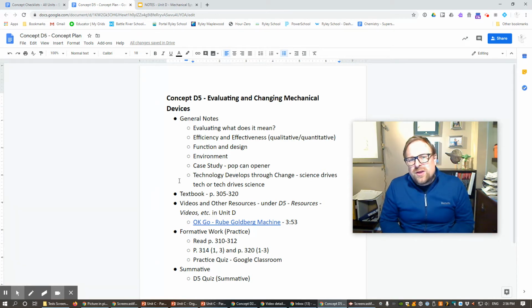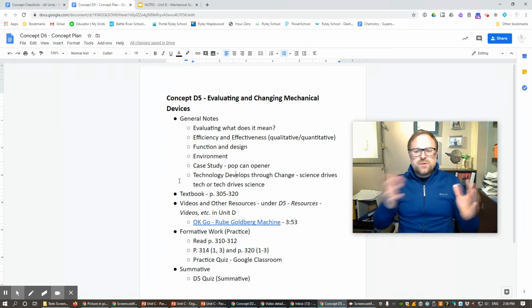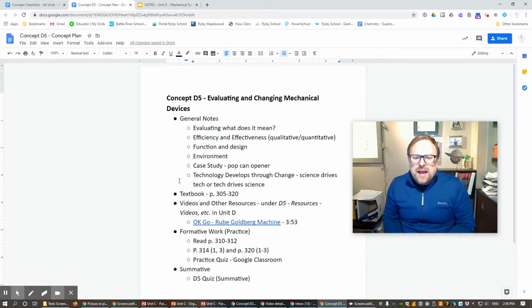Then we'll take a quick look at a case study related to one kind of machine and how it's evolved as time has gone by, how we've changed it to meet function, design, efficiency, effectiveness, environment, all of those kinds of things. And then we're going to lastly look at how technology develops through change. And I'm going to talk briefly about how science can drive technology, or technology can drive science.